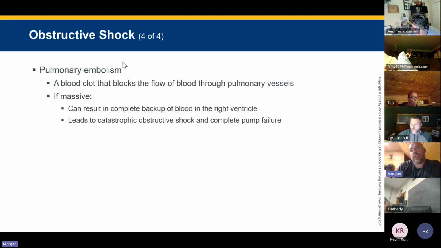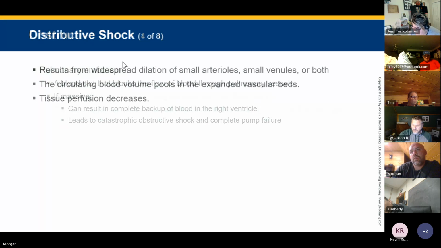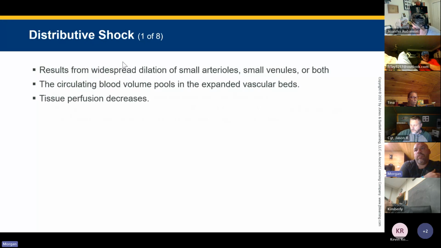A pulmonary embolism is a blood clot that blocks the flow of blood through the pulmonary vessels. It can result in a complete backup of blood in the right ventricle. The right ventricle goes to the pulmonary artery, and if it gets blocked in there, the blood just won't be able to pass through at all.